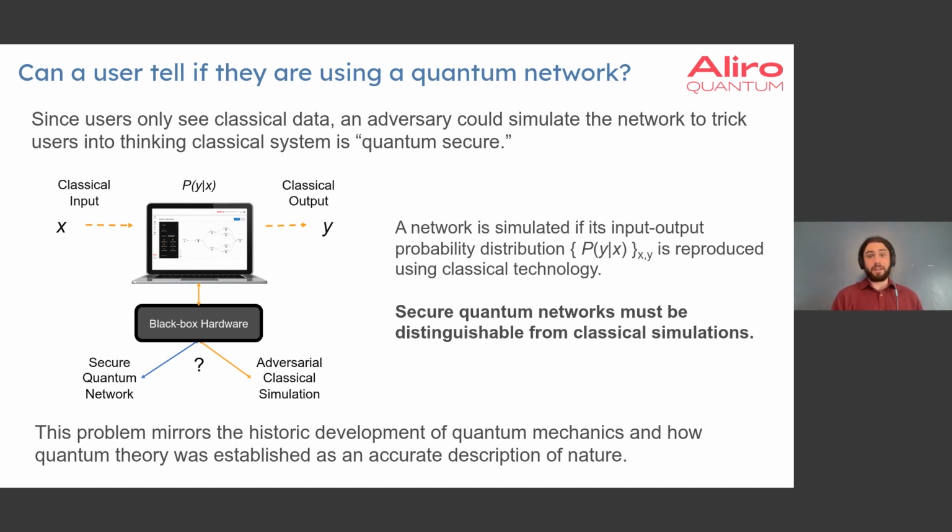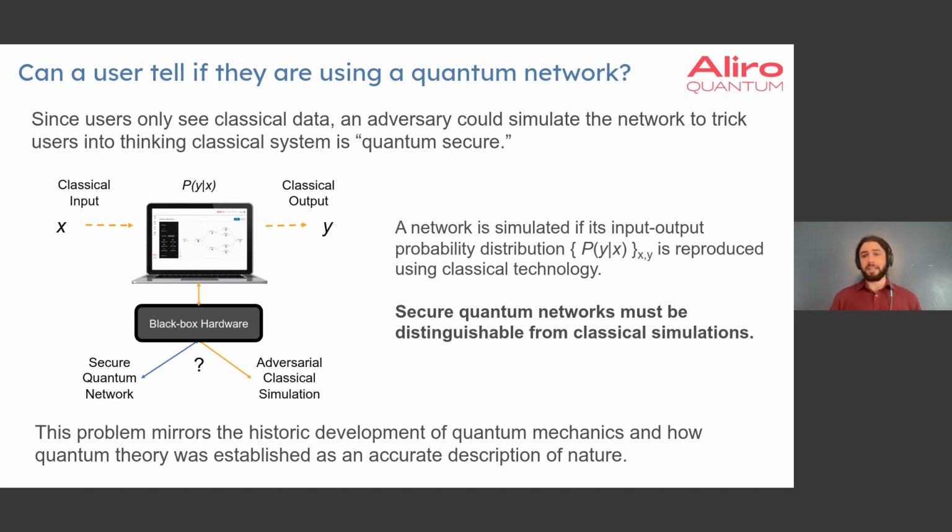And to do this, a simulation software such as Aliro's Quantum Network Simulator would only need to reproduce the probability distribution that describes the network, something that can easily be done with classical software in many cases. So to create a secure quantum communication system, we need to be able to distinguish when we're connected to a quantum system using quantum resources from a system that is simulating those quantum resources classically.